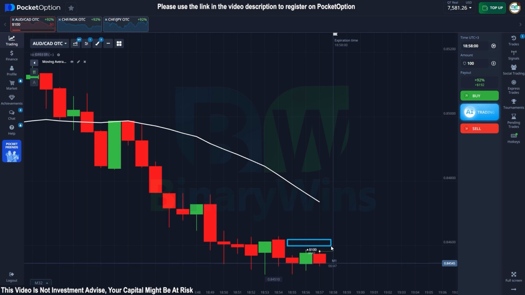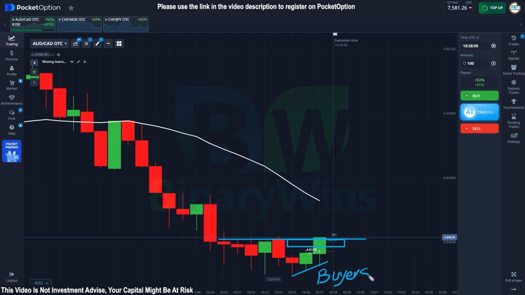We have a gap and distance to the next level. Our level is here. Look, the green candle has made a higher low relative to the red candle, meaning we can see a buyer's range here, okay? That's why I entered a higher trade.